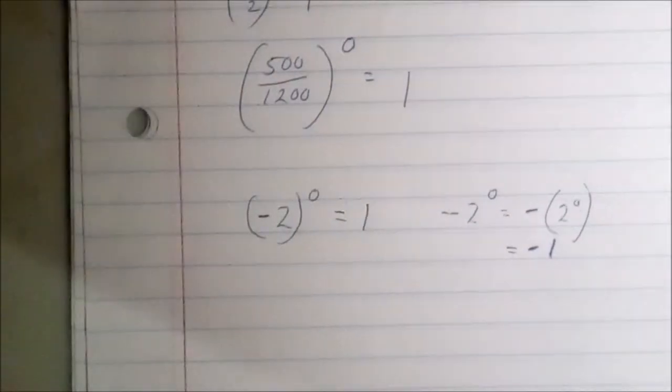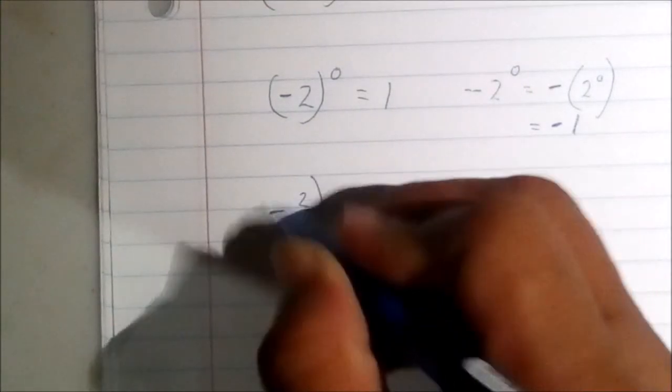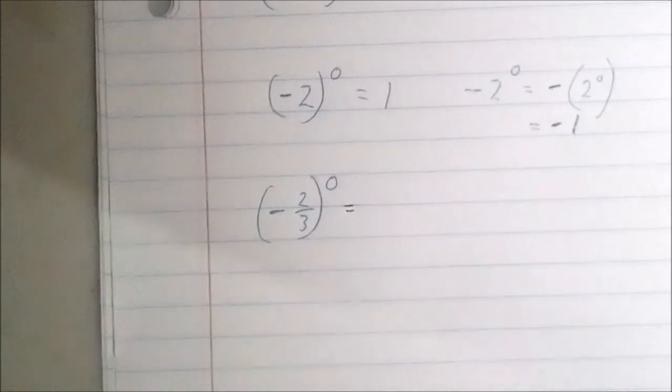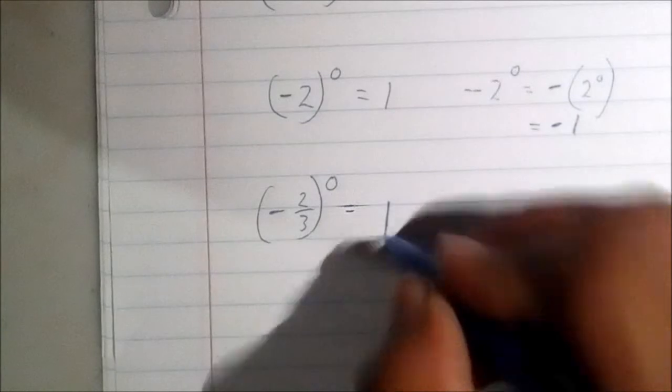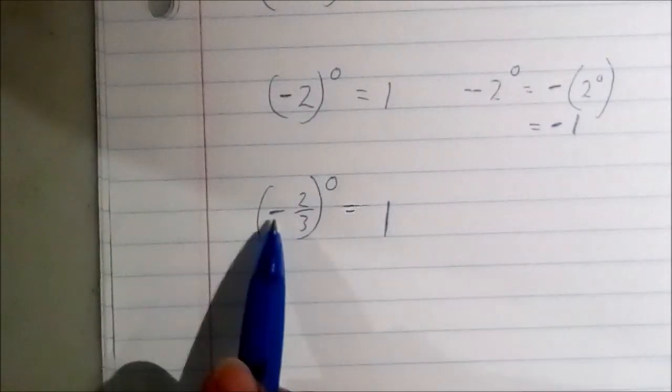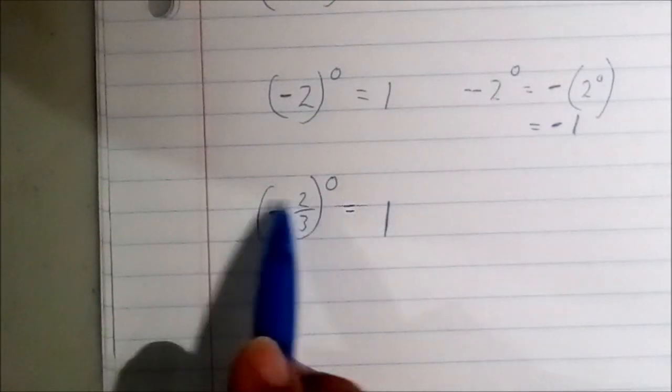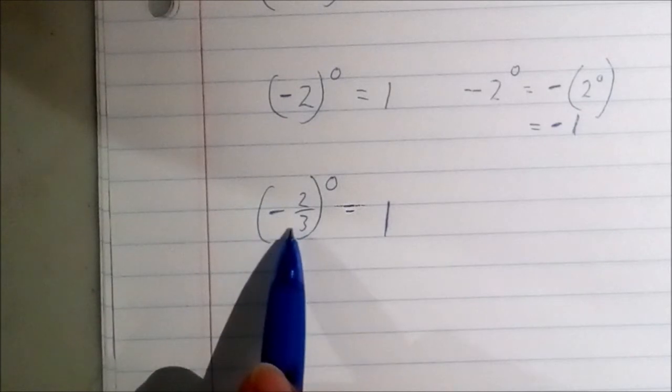Okay, so let's try our next one. If we have (negative 2/3) to the 0 power, how much is that? Pause the video for a while, try to solve it, and then come back. Okay, so you should have solved it by now. If you got the value as 1, you're correct. Why? Because what is being raised to the 0 power is the whole value, negative 2/3.